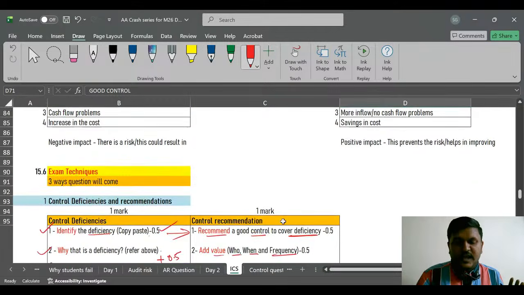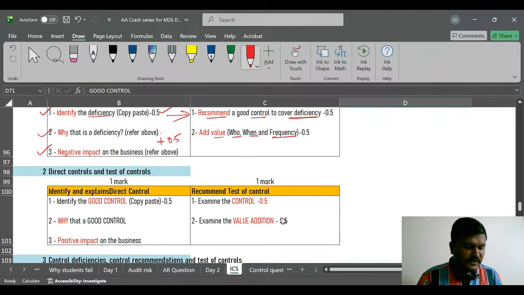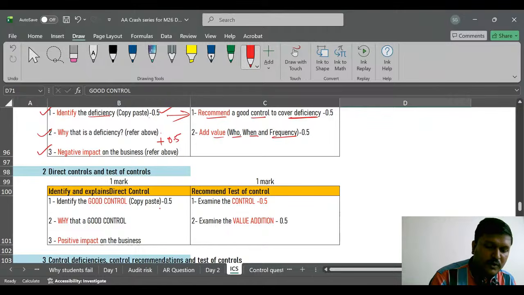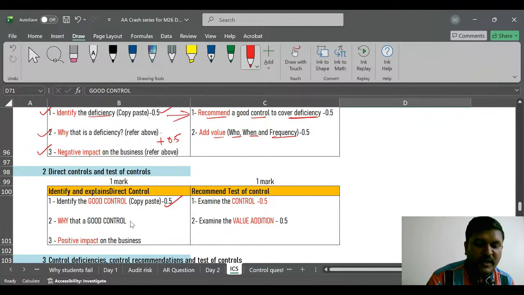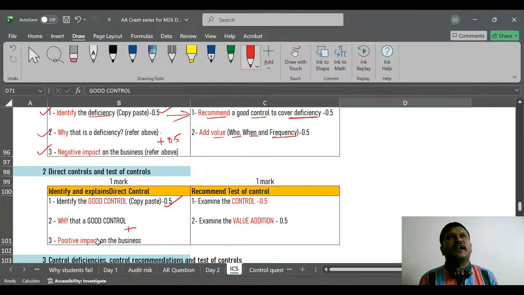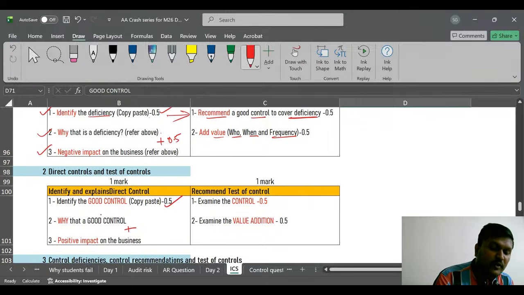So we can read that through here. Now the exam technique relating to direct controls will be identifying and explaining the direct controls. If we have a good control, we get 0.5 marks. Yes, copy and paste it from the question. Then we explain why that is a good control, plus the positive impact, like gaining customer goodwill, gaining employee goodwill, savings in cost, ensuring future sales are received, and that there are not going to be any future cash flow problems. Along with that, 2 plus 3 will again give you 0.5 marks.